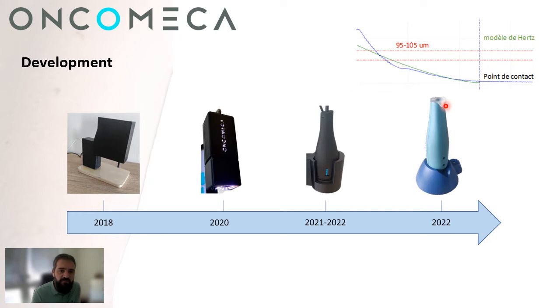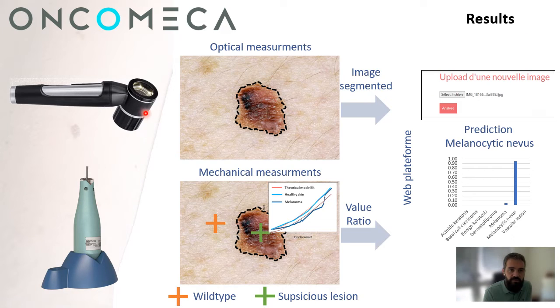The AI model for this contact point is based on the lesion image tag. To make a prediction, there are two steps. The first step is to take a picture of the lesion with a dermoscope. The second step is to measure the skin stiffness directly on the suspicious lesion and near the lesion.